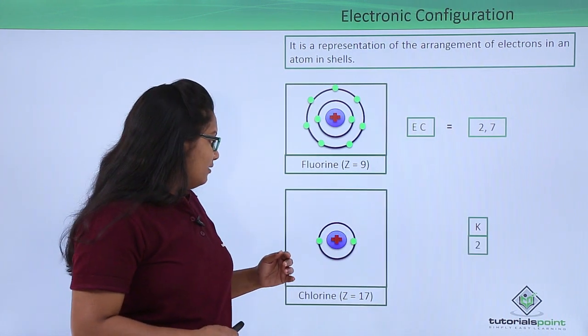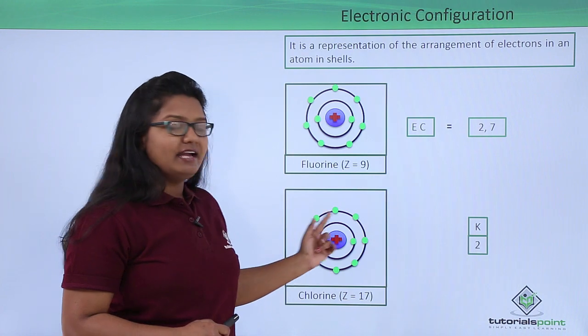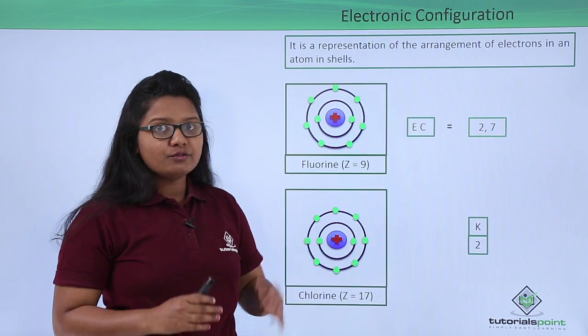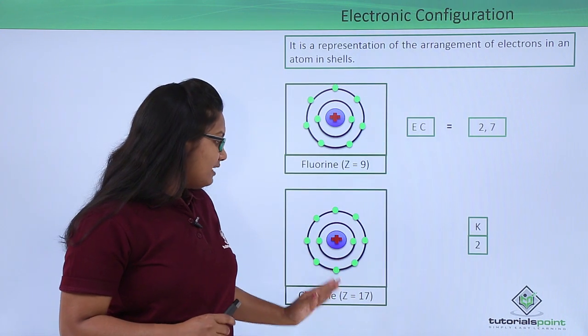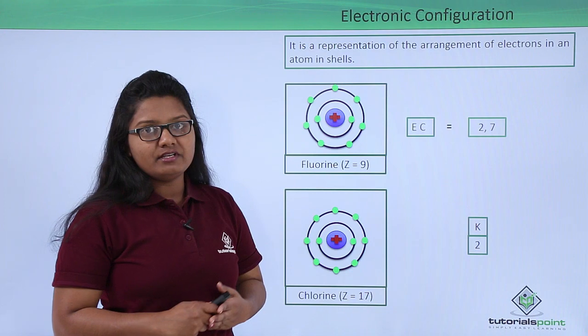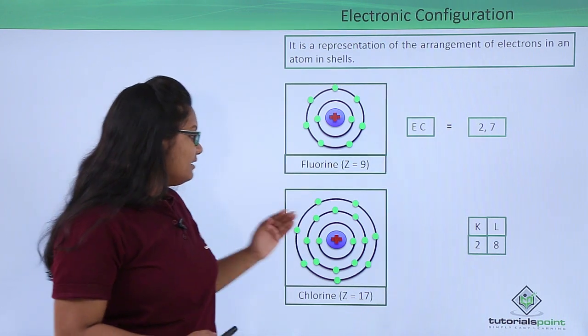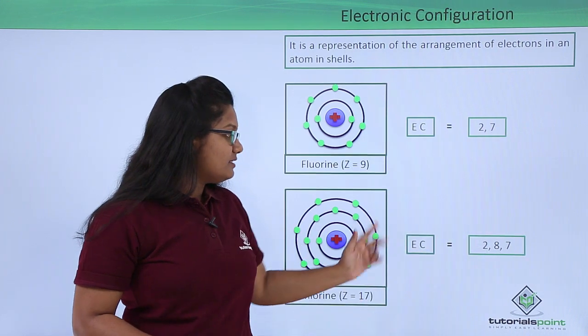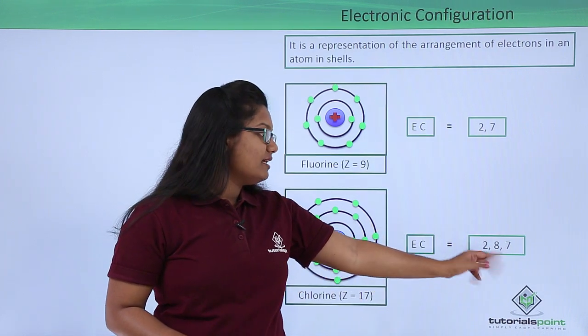So we will move to the next shell, that is L shell, and place 8 electrons there. So 8 plus 2, 10 electrons we have already placed. We are left with 7 more electrons to place. So we will place all these 7 electrons in the next shell, that is M shell. So its electronic configuration becomes 2, 8, 7.